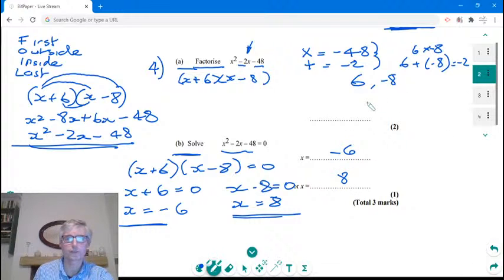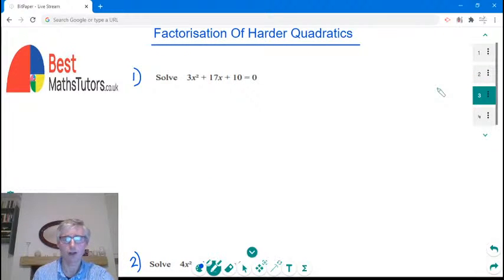So knowing that is enough to give you a grade 5 if you can do the simple quadratics. So if we move on to the harder quadratic equations, I'll give myself a little bit more space here. No doubt I'm going to have to rearrange the board again. So we can see this is harder because we've got a number in front of the x squared. So that makes it much more difficult. And there are a few ways of doing this. So I'm going to give you one of the methods.